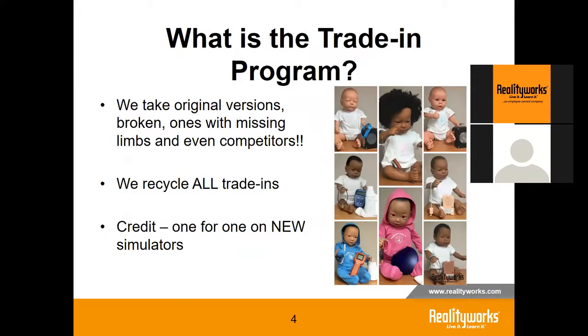So first of all, what is this trade-in program? The trade-in program is something that we offer all year round to any customer who has RealCare Baby. We take older versions of baby, even if they're original versions. It does not matter if they're broken, if they have parts or pieces missing, or even if there are competitors' versions. What we want to do is have you send those to us so that we can actually recycle the vinyl, and then we will give you credit towards one of our new simulators. So trading in those older versions or broken versions, you do get credit for some of our newer simulators.